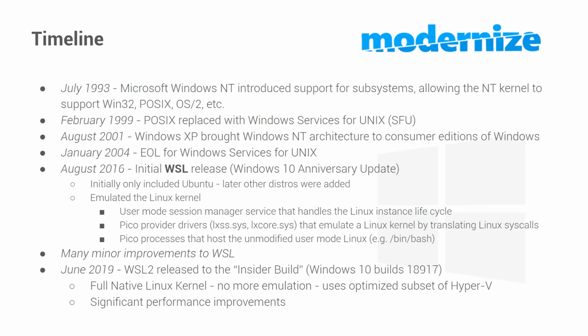Now, in 2016, so 3 years ago, was the initial Windows Subsystem for Linux release in Windows 10 Anniversary Edition. Initially, it only supported Ubuntu, like I mentioned, but they've since added other things as well. That's WSL 1. WSL 2 was just announced in June of this year. There's been a number of improvements since the initial release, including additional distros, but WSL 2 is a huge improvement.